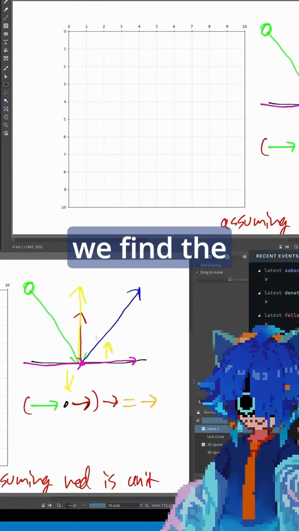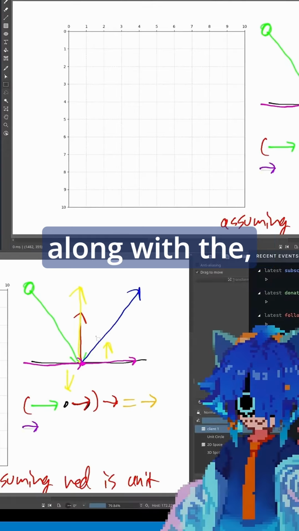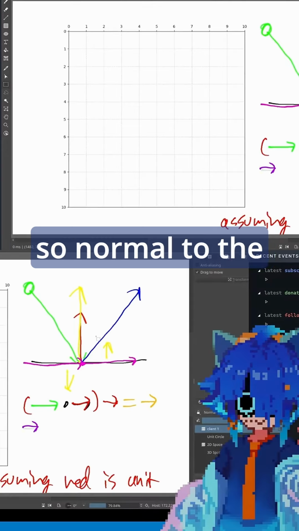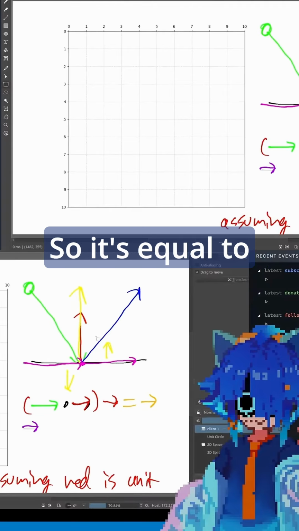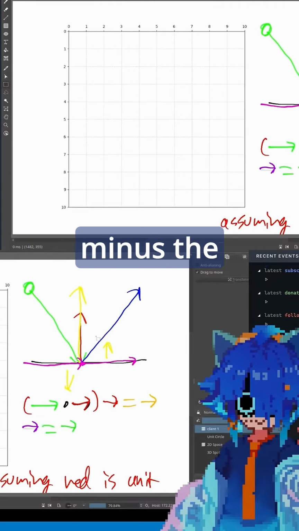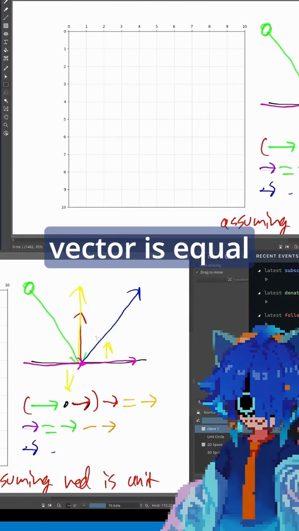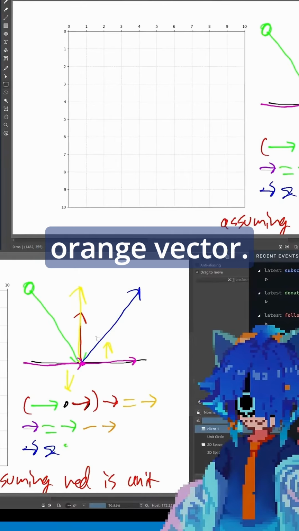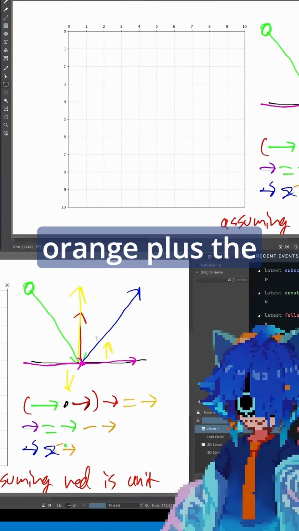And then how do we find the purple vector? Well, the purple vector, the one that goes along the surface, so normal to the normal vector, is just what's left over. So it's equal to the green vector minus the orange vector. And then the blue vector is equal to the negative orange vector, because remember, we mentioned that it flips. So negative orange plus the purple vector.